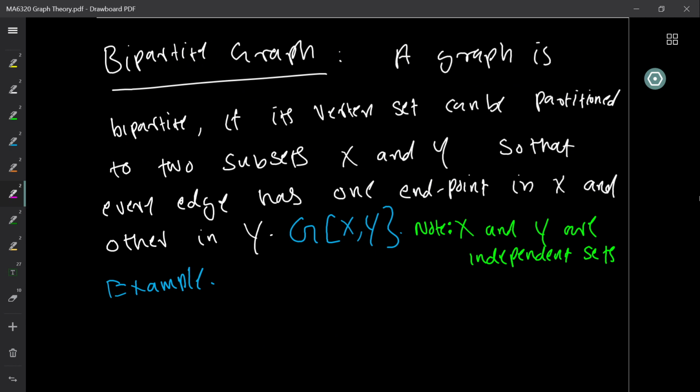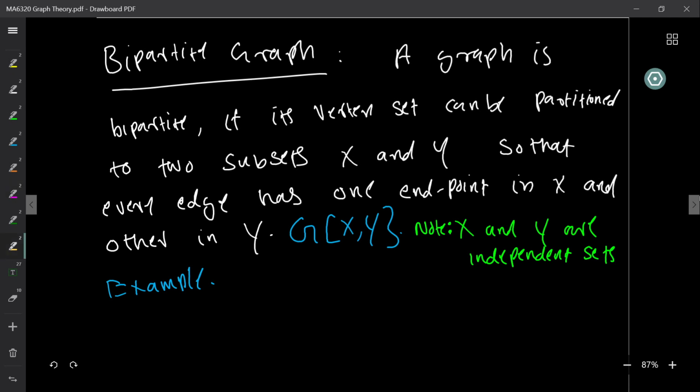Now, a very important class of graph is called bipartite graphs. The graph is bipartite, as the name itself suggests, if you can partition the vertex set into two subsets. Bipartite means two partitions, two parts, two subsets, let's say x and y, such that every edge in the graph has one endpoint in x and another in y.